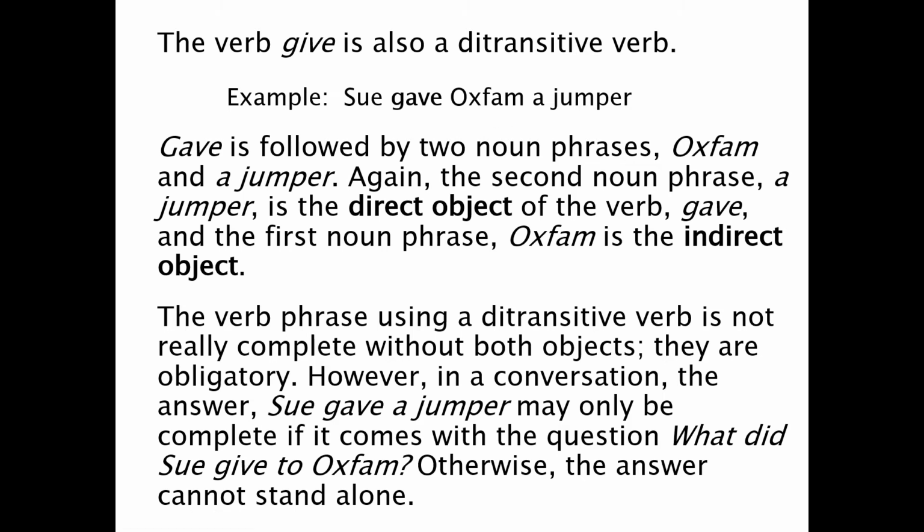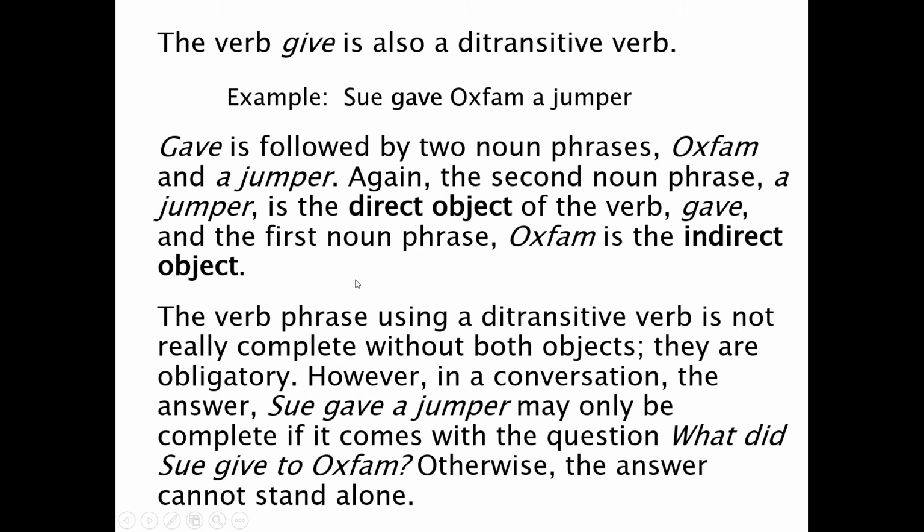If you want to change this into passive, we have two cases. You can say Oxfam was given a jumper, or a jumper was given to Oxfam. As you see, the verb gave here is followed by two noun phrases. This is the first noun phrase, Oxfam, and that is the second one, a jumper. But if you want to do it the other way, you can say, Sue gave a jumper to Oxfam. So a jumper is a noun phrase, and to Oxfam becomes a prepositional phrase. Dear students, hopefully you get this point.